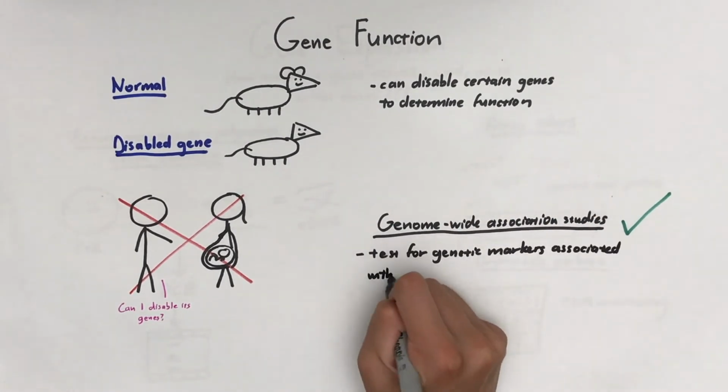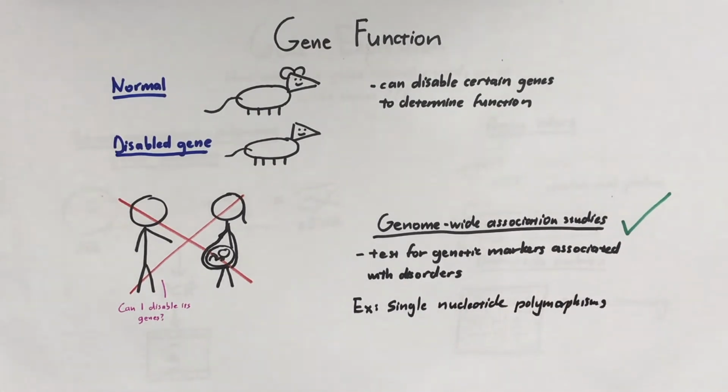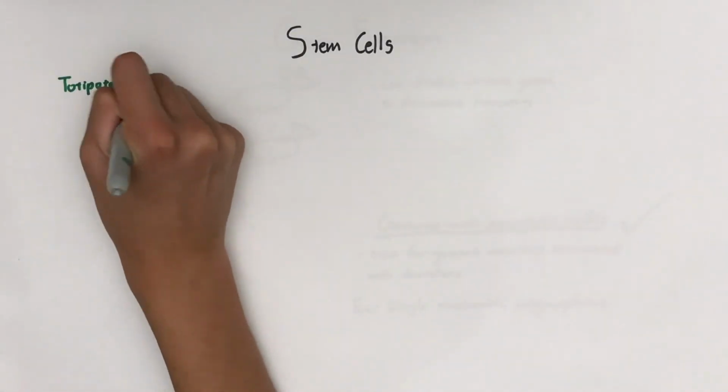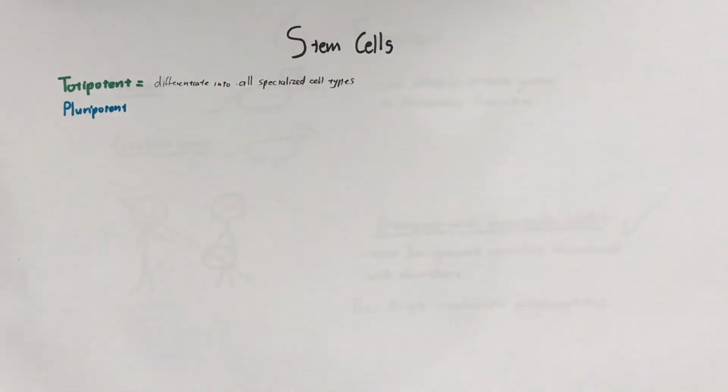An example of these genetic markers can include single nucleotide polymorphisms, which is when there's a single base that differs in more than 1% of the population. Oh boy, we get into stem cells. There are three types that are going to be relevant to biotechnology, and that's totipotent, pluripotent, and adult stem cells.